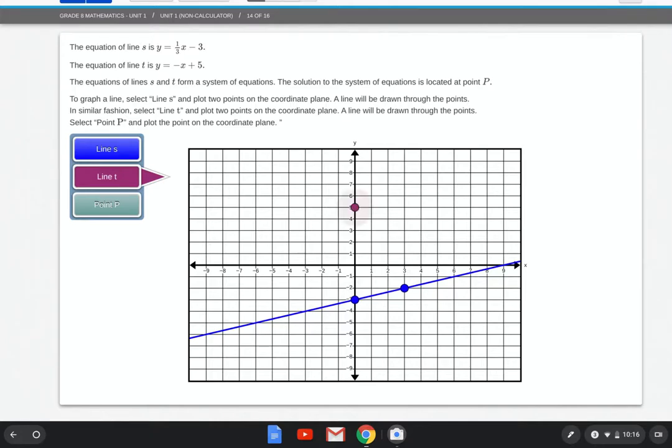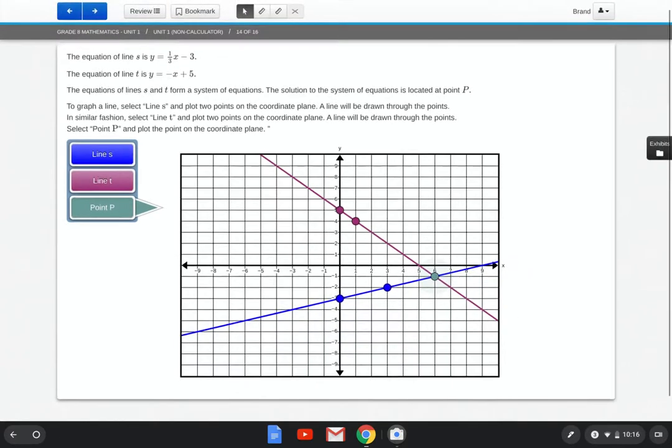That's your y-intercept. It has a -1 slope. So I put -1 over 1, down 1 to the right 1. Oops, there you go. That's that line. Where they cross is at point P. That's the solution. Make sure you're on top of it. And that's your answer.